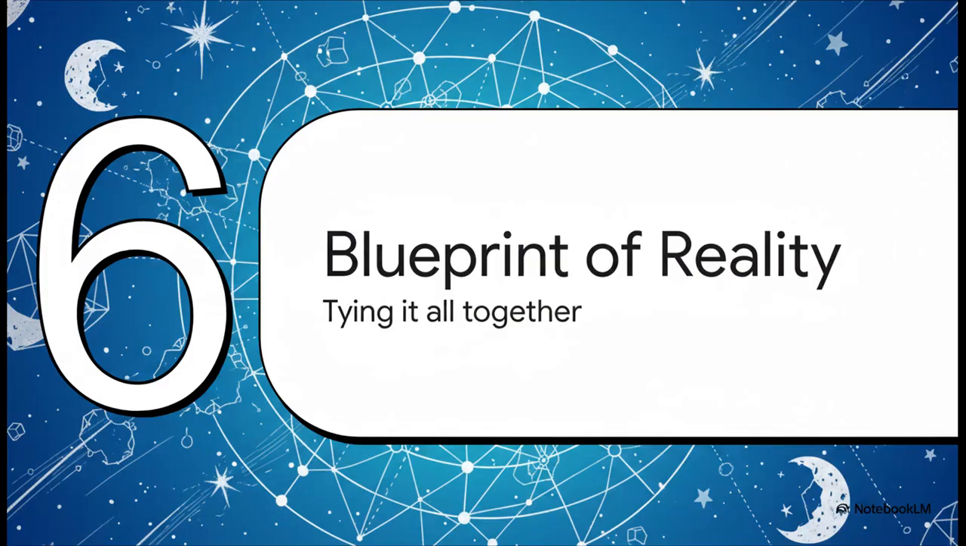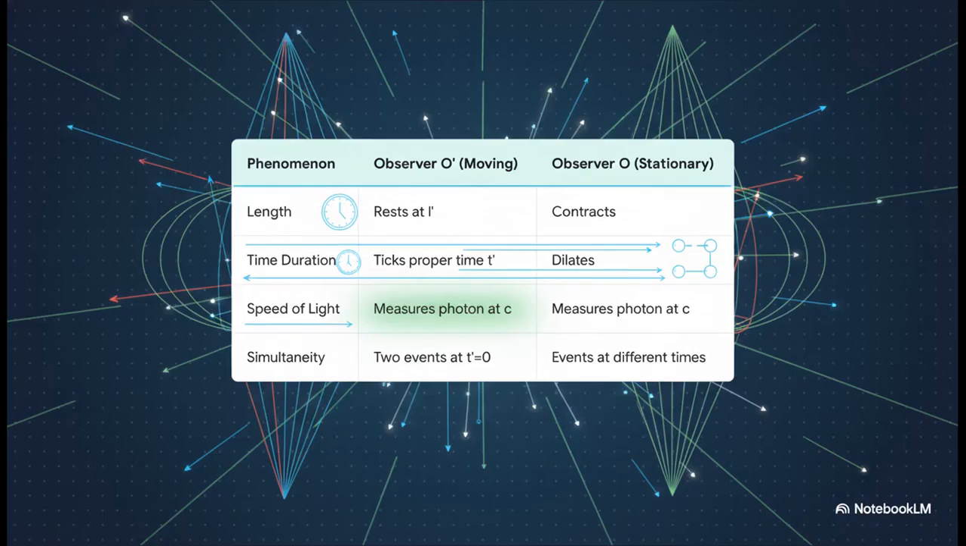Okay, let's tie this all together in our final section, the blueprint of reality. We've seen our everyday ideas of space, time, and even "at the same time" just fall apart. So let's step back and see what kind of universe we're left with. What does the new blueprint look like? This table, this relativistic translation matrix, really lays it all out. Just look at the disagreements.